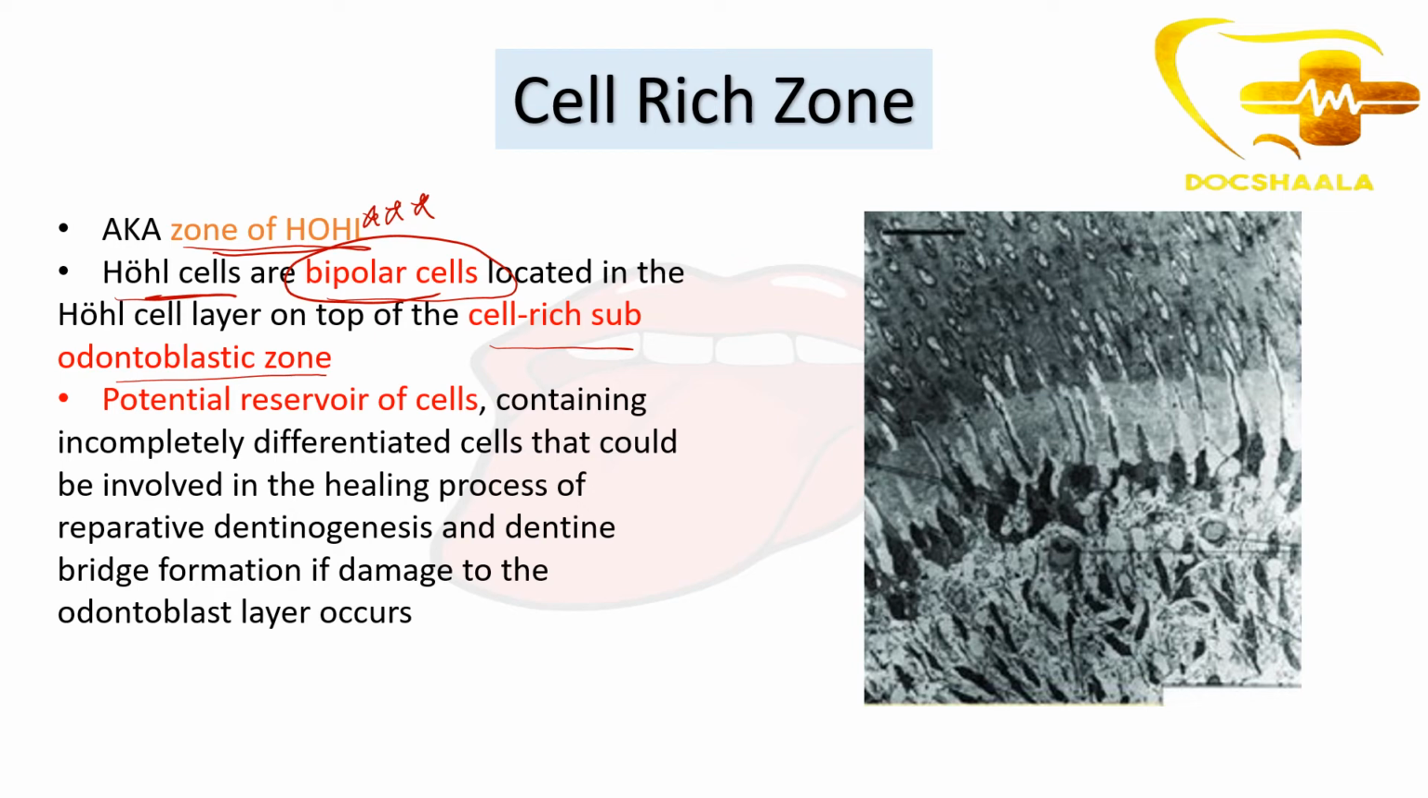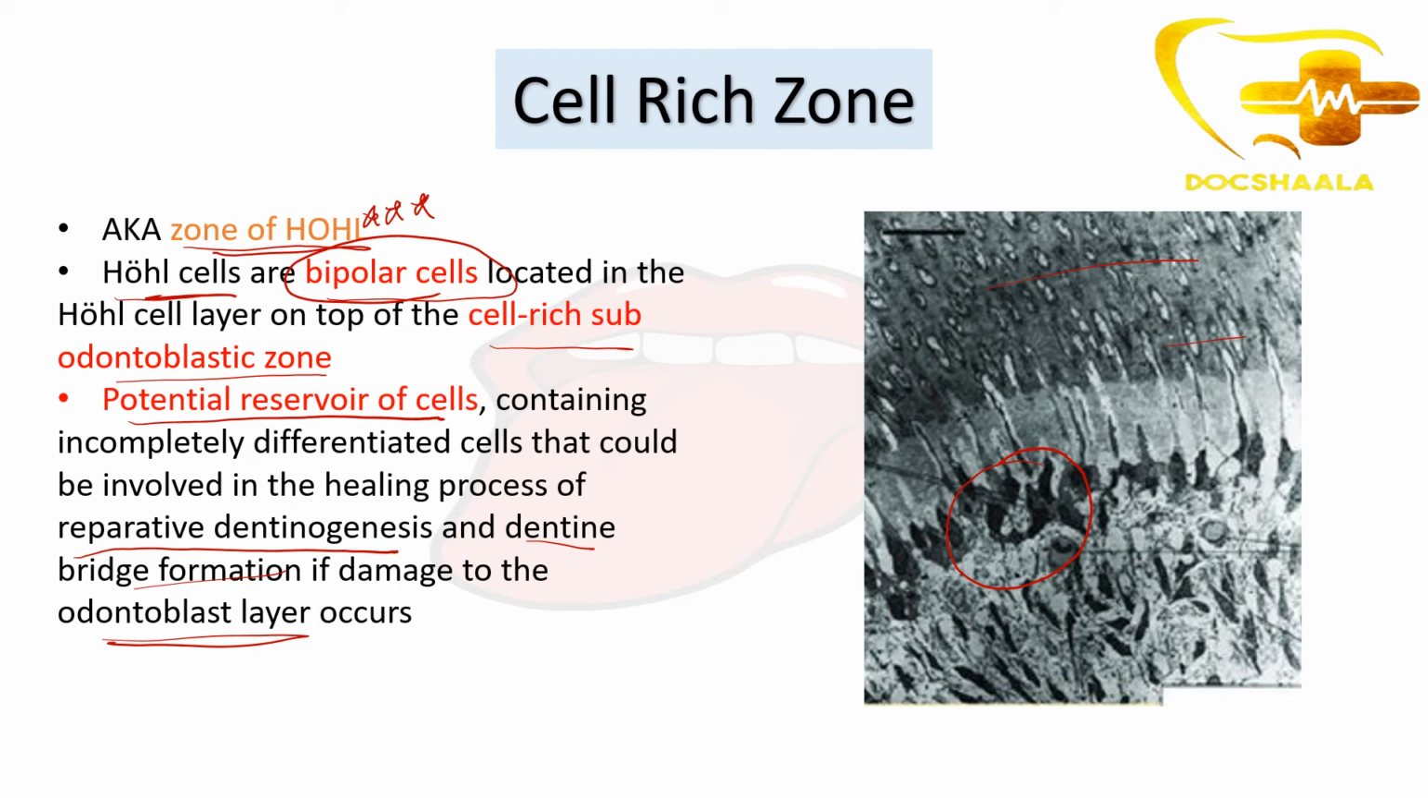So the subodontoblastic zone is nothing but after the odontoblastic zone. So we have the odontoblastic layer, then comes the cell-free zone, then comes the cell-rich zone, right? So this is on the top of the subodontoblastic zone. It is a potential reservoir of cells containing incompletely differentiated cells that could be involved in the healing process of reparative dentinogenesis and dentin bridge formation if the damage occurs to the odontoblast layers. So here these are nothing but Höhl cells.